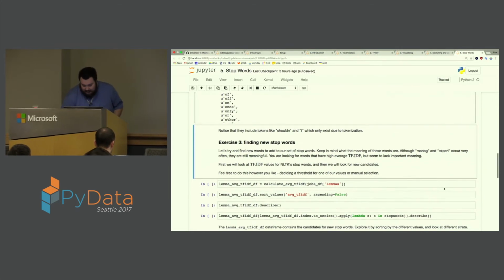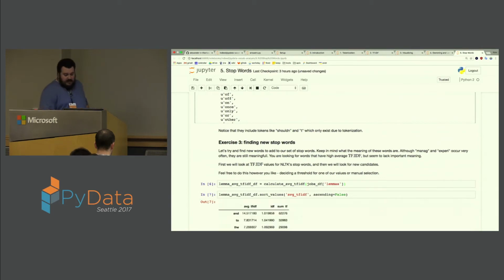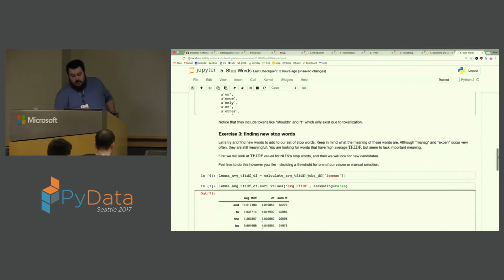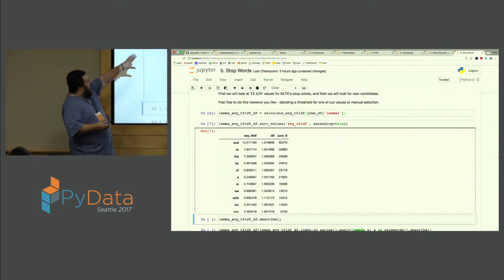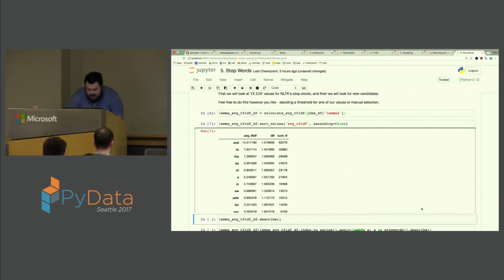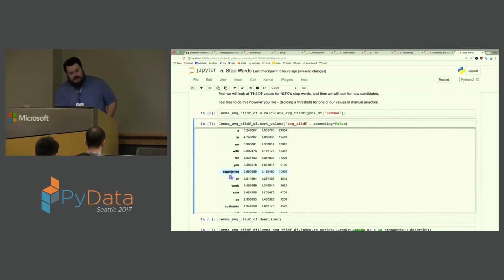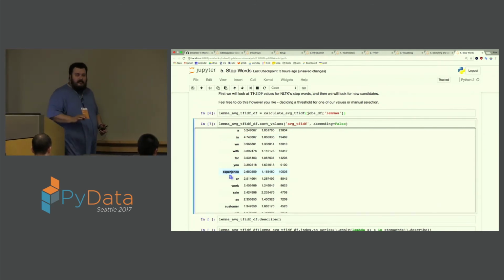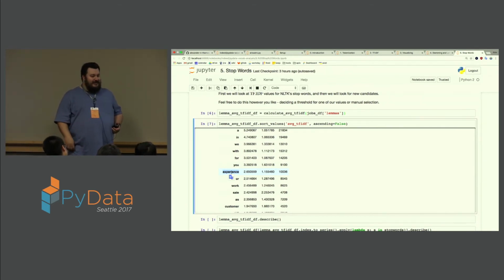So let's see. Let's look at our lemmas. Let's look at the TF.IDF values. So let's look at the highest TF.IDF for lemmas. Okay, so we see some ones in here that we know are definitely stop words, right? We see and, to, and the. We see all these words that we know. So is it just the case that all the top ones are going to be stop words? Oh. Experience, is that a stop word?